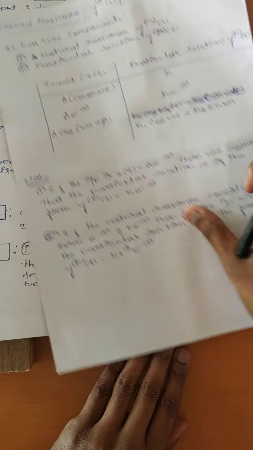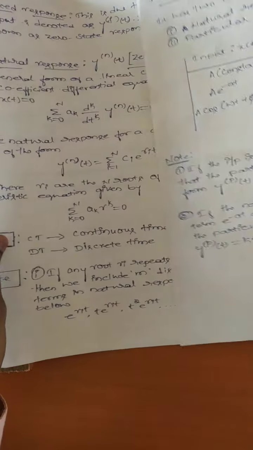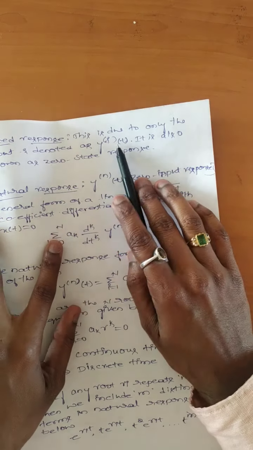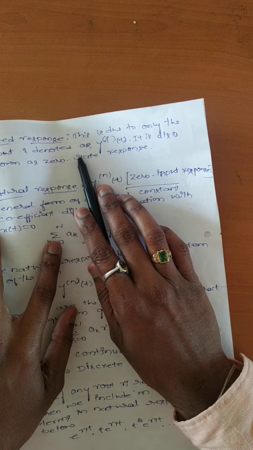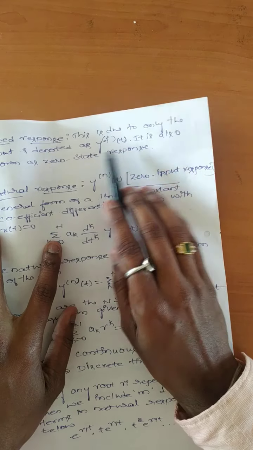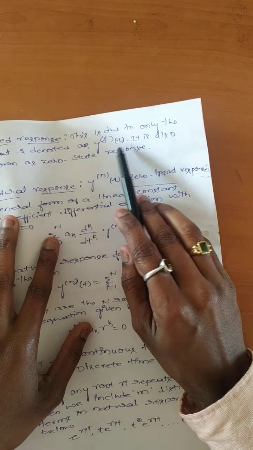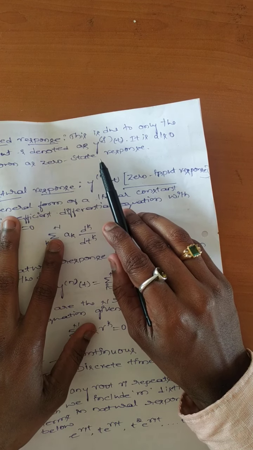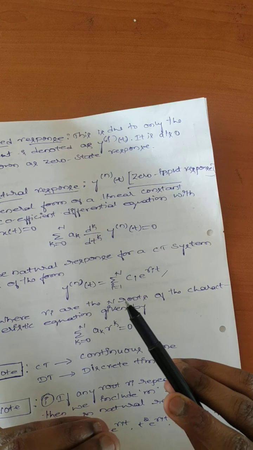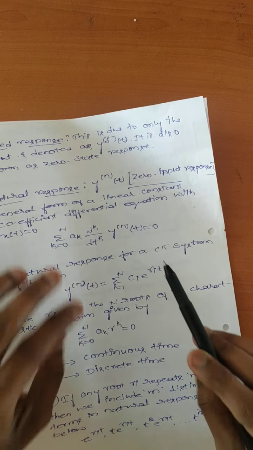So next we look at some points on forced response. We already studied the forced response, so once again I will show you. This is due to only the input and denoted as yf of t. Yf indicates the forced response, also known as zero state response. Natural response is zero input response and forced response is zero state response. In natural response we are making input as 0. In forced response we are making initial conditions as 0.